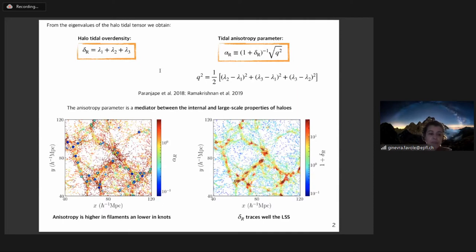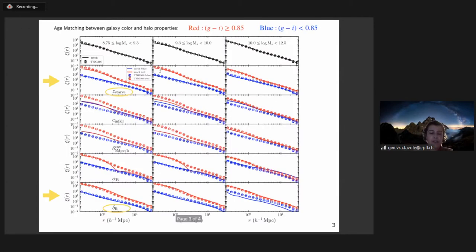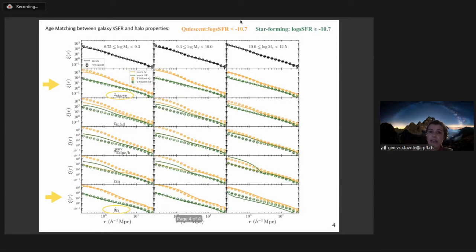What we found is that the halo properties that correlate the most with the galaxy color and with the specific star formation rate are the redshift of starvation, z_starv, and the tidal overdensity delta R, while all the other properties explored, including alpha R, perform poorly. So basically, these two quantities give the best clustering models, both as a function of color in these plots and as a function of specific star formation rate.